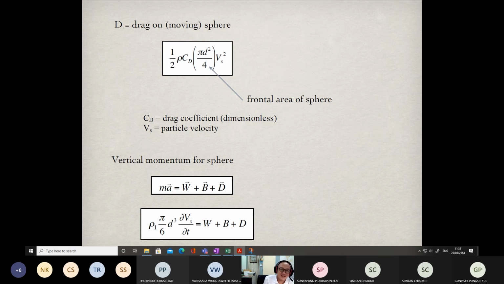So to find out the magnitude of the drag force, you have to consider the drag coefficient. You have to take the settling velocity, the particle velocity, into account to determine the drag force.